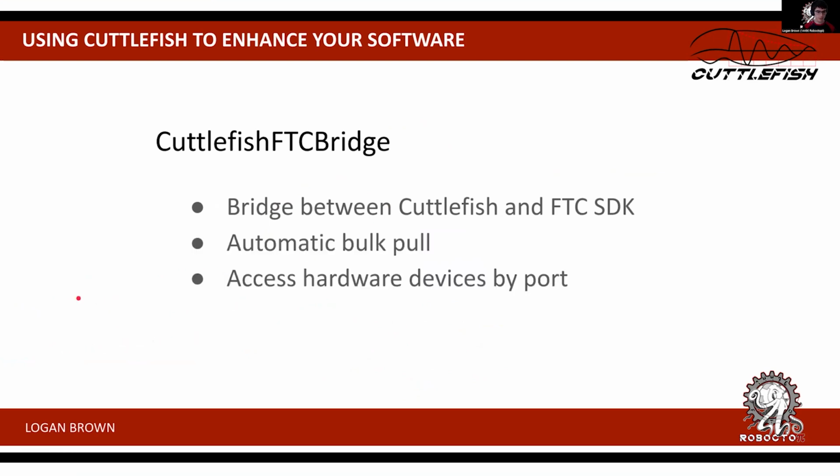Some of this functionality includes built-in bulk pull support. What that means is it automatically pulls data from all of your sensors at once instead of one sensor at a time, which is a lot faster and can improve your loop time by tens of milliseconds. And it also allows you to access hardware directly by port.